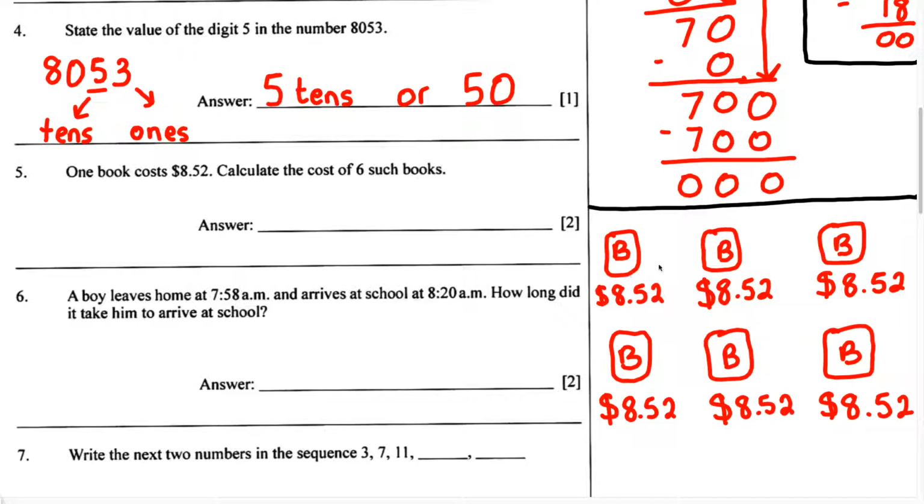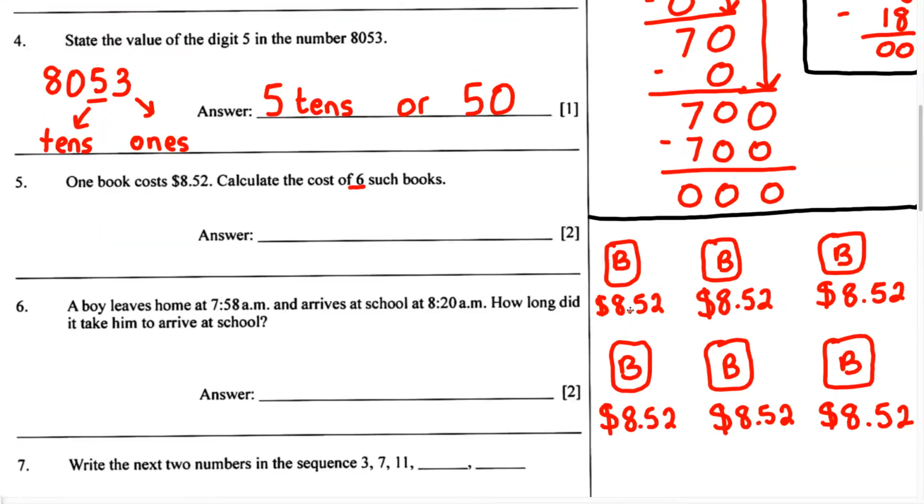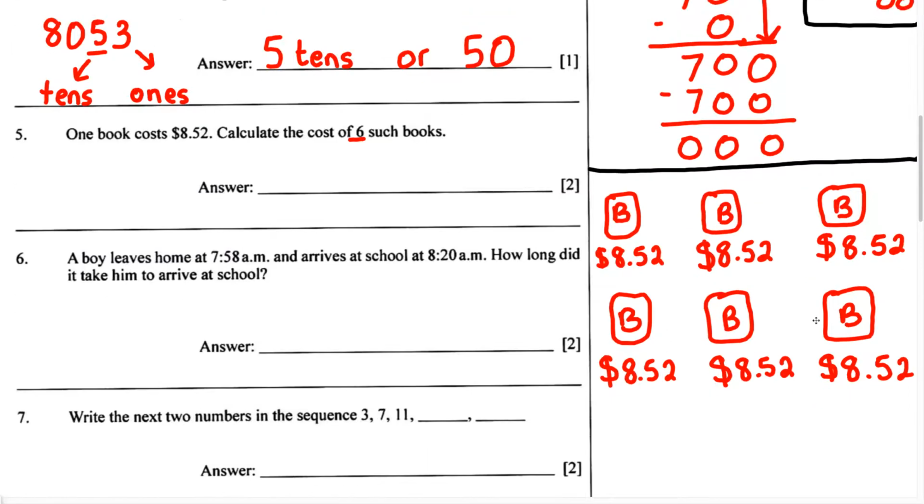Okay, now we have 1, 2, 3, 4, 5, 6 books. And they want us to calculate the cost of these 6 books. Now we can just add up the cost of 1 book 6 times, and that's going to give us our answer. Now you can say $8.52 plus $8.52 plus another $8.52.